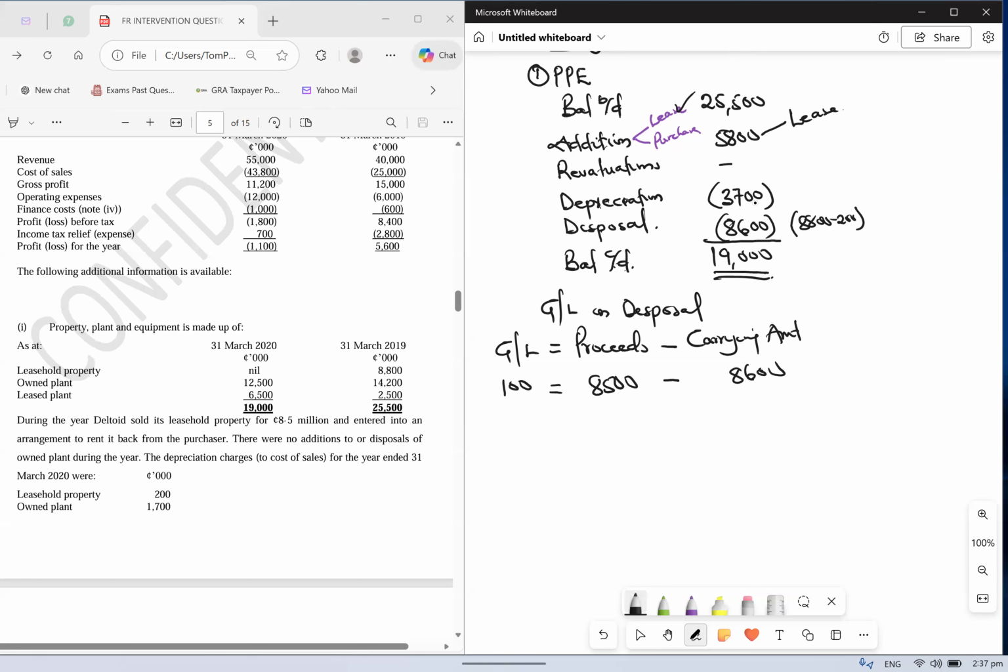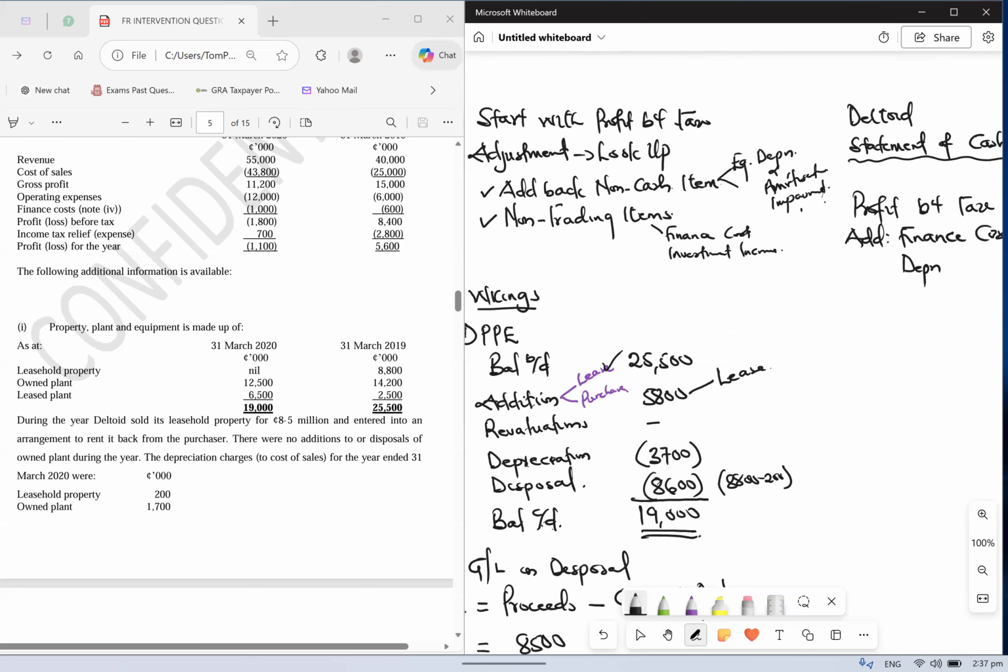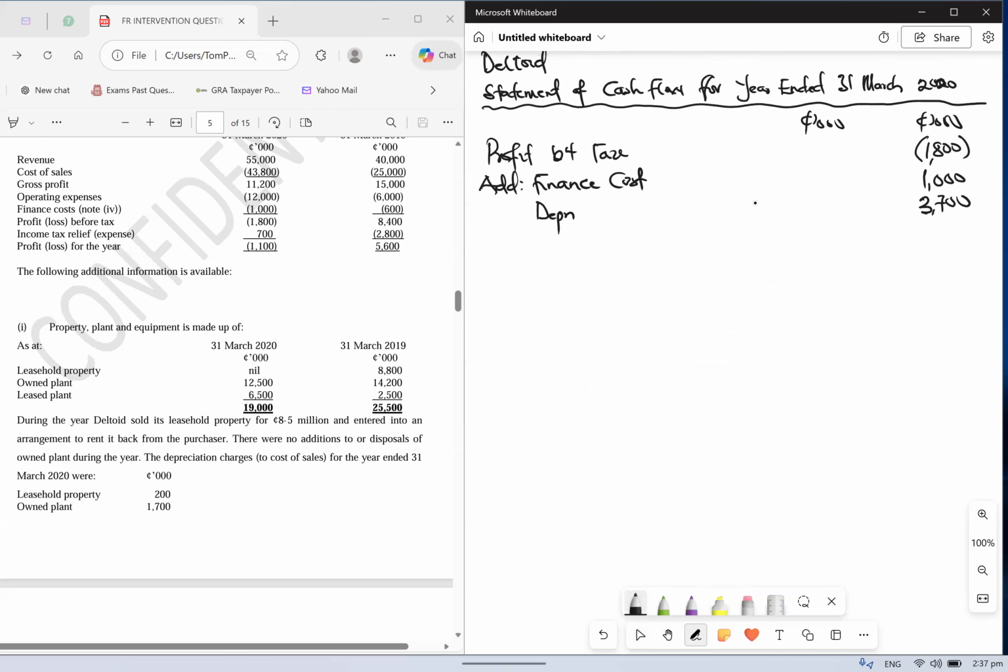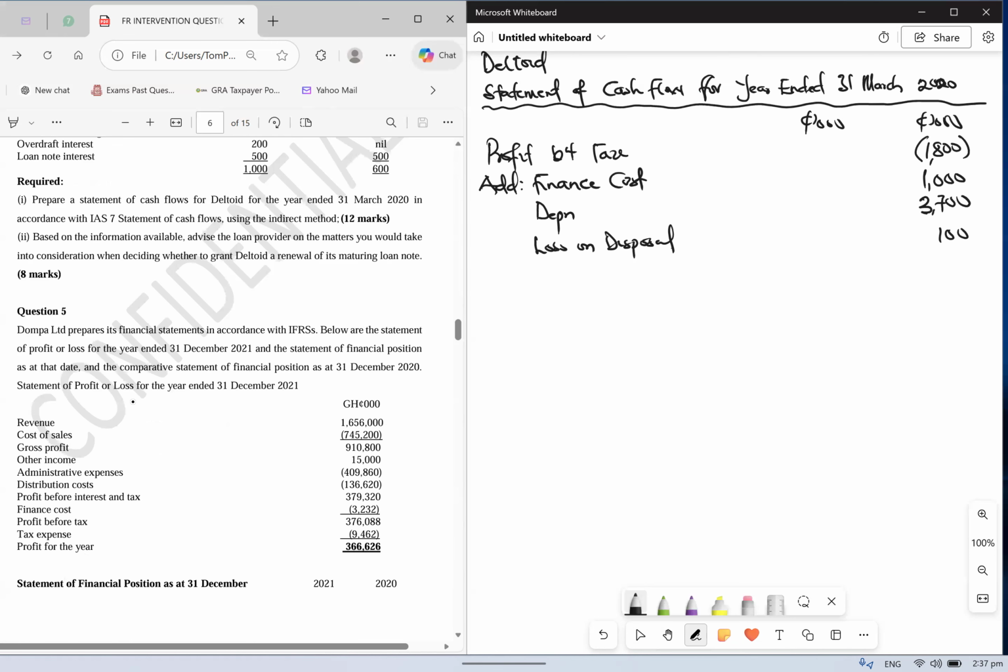So a loss normally is subtracted in the P&L, so we will add back. So you add back. We have our depreciation, and we also have loss on disposal. These three things, you will see them in your workings one. So you are also adding back 100. So that is that.